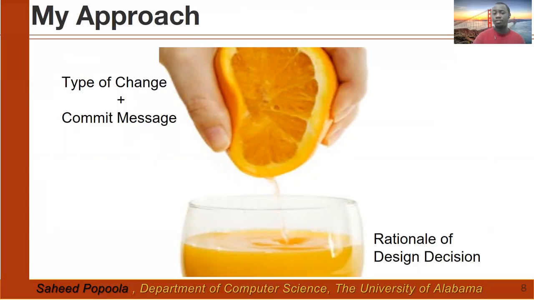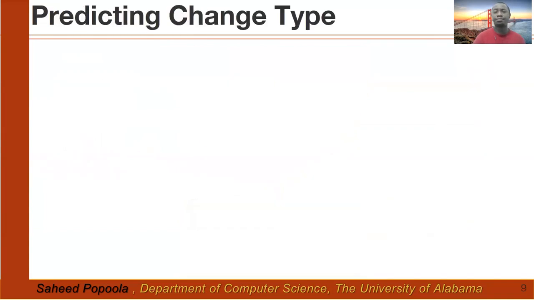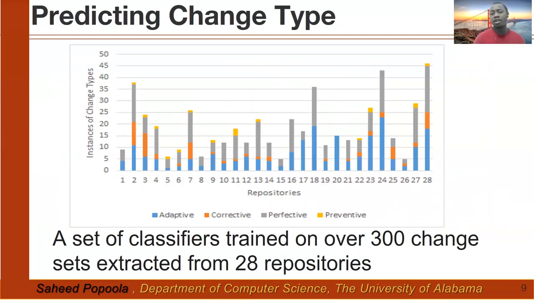I use a combination of the type of change and the commit message to recover the rationale behind the design decisions. To predict the type of change, I used the four maintenance tasks: the adaptive, preventive, corrective, and perfective maintenance tasks. I categorized each commit message into one of these categories. To do this, I employed a machine learning technique using a set of classifiers that has been trained over 300 change sets that I extracted from 28 repositories.